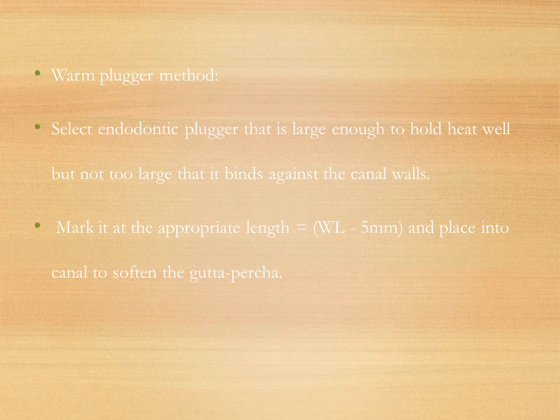So that has to be removed. And yeah, so this is the warm plugger method. You have to select a plugger which is not too large that it binds against the canal walls, and it should be large enough to hold the heat well and be able to remove the guttapercha to the level where you want it. So you mark the level after you calculate the working length. You subtract 5 mm, mark this level, transfer this marking onto the stopper on the plugger, heat the appropriate amount, and then introduce it into the canal and use a shearing action to remove the guttapercha, and that is how you create your post space in that area.